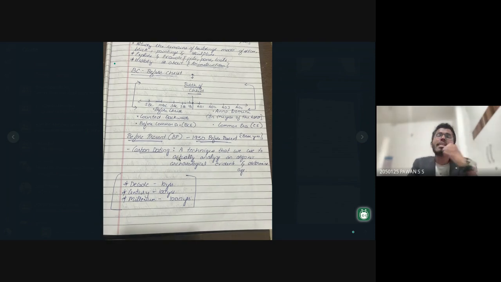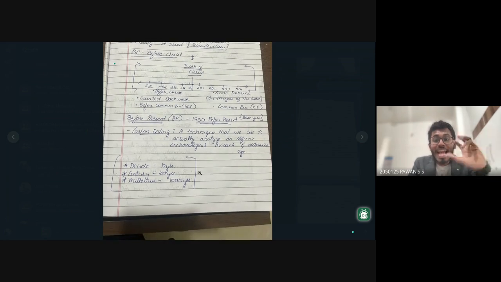So if you understand the concepts, then when you go next, it'll be very easy for you. Now, what is this carbon dating? Carbon dating is basically a technique that we use to analyze organic archaeological evidence and determine ages. Remember, carbon dating is a technique that we use to figure out the age of things.